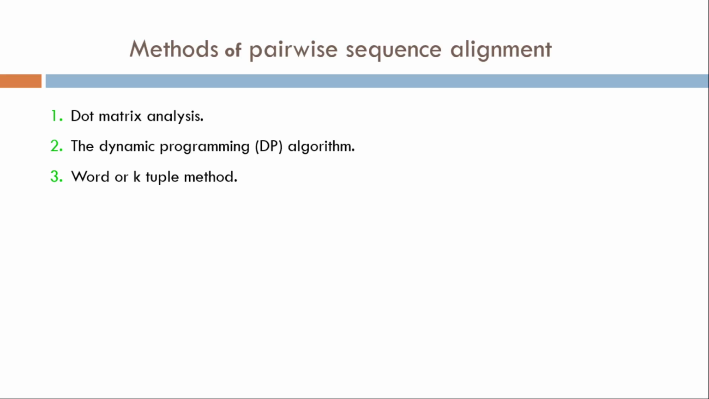So to overcome this limitation of the dot matrix analysis, the improved version, which is the best one right now used in bioinformatics for sequence analysis, we are going to discuss in this video. That is the dynamic programming algorithm. Later on, we'll discuss the word or k-tuple method. So let's discuss what dynamic programming is all about.